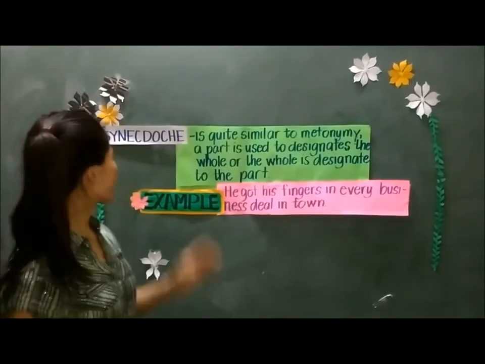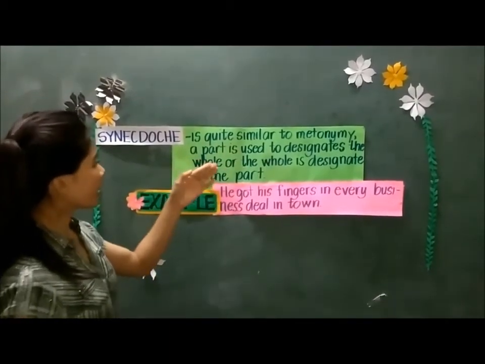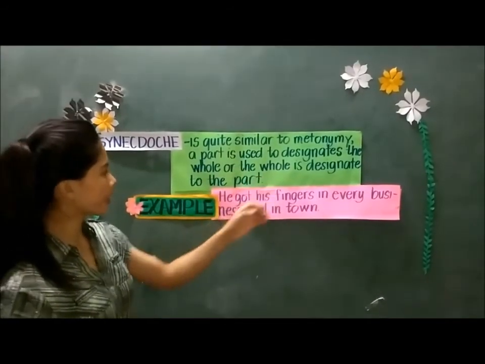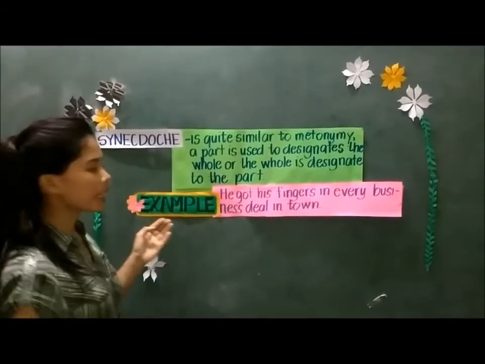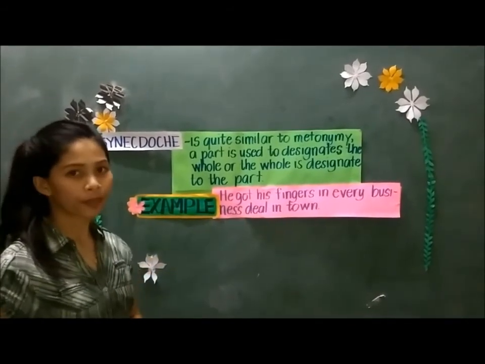The second one is synecdoche. Synecdoche is quite similar to metonymy. It is a part used to designate the whole, or the whole designated by a part. Example is, he got his fingers in every business deal in town.